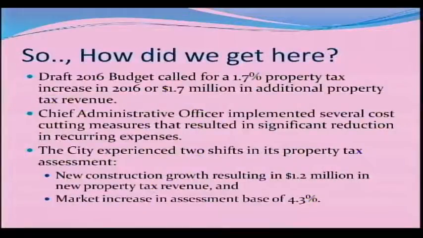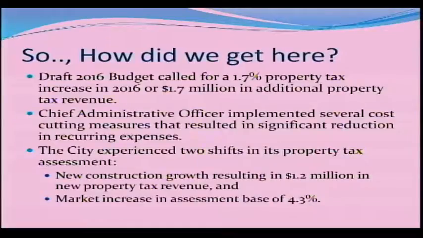So how did we get where we are? You may recall that in November 2015, when we brought our initial draft financial plan, we were asking council for an increase of 1.7% in property tax, equivalent to about $1.7 million. The Chief Administrative Officer worked with staff and council. We had some significant reductions in recurring expenses that allowed us to eliminate that $1.7 million requirement, which meant that we were not going to increase the amount of revenue from our property taxes from what it was last year for any additional cost or pressures that we had eliminated.